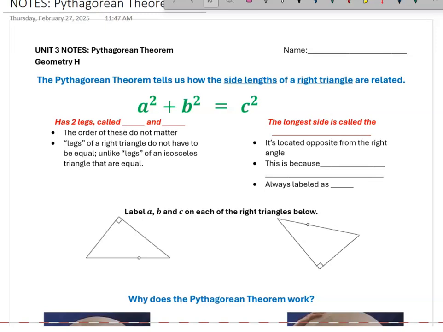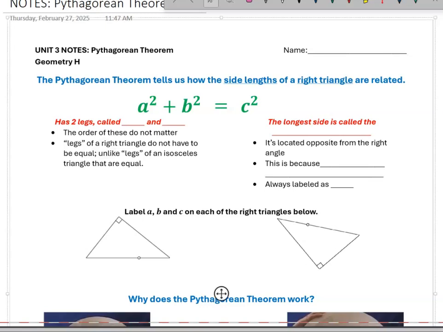Now, as you're sitting here to watch this, more than likely you've probably already heard of the Pythagorean theorem. So this video is going to serve more of a review, a refresher, and maybe a little extension into how we're going to apply it in this course. So let's first talk about what it exactly is.